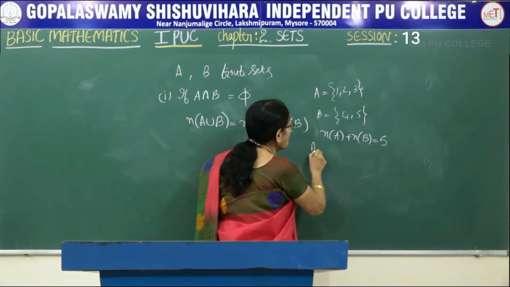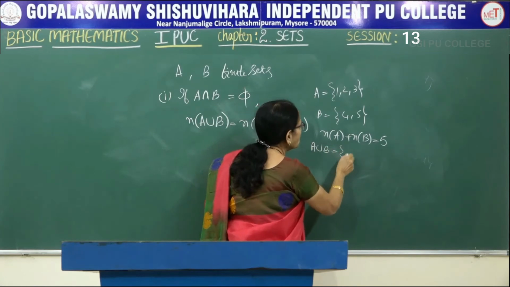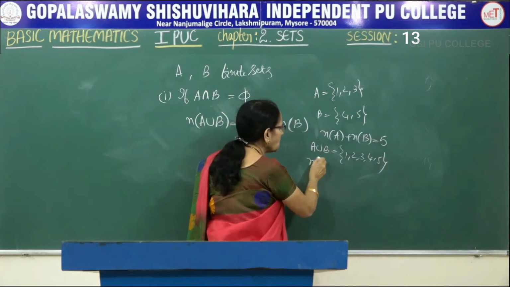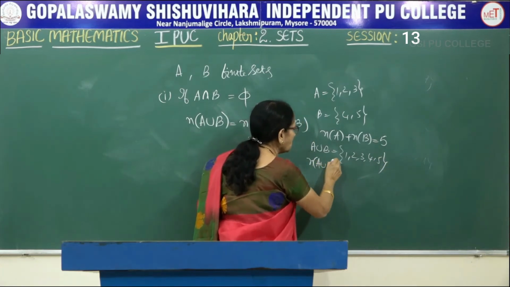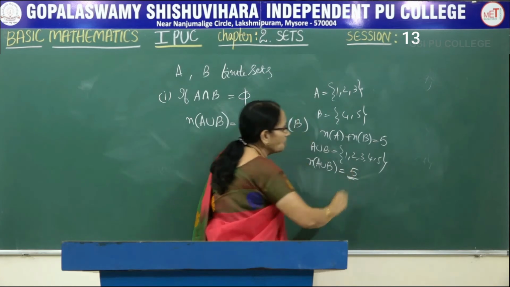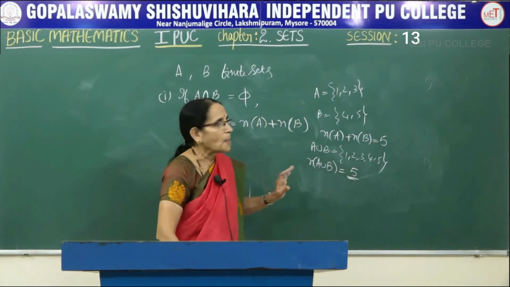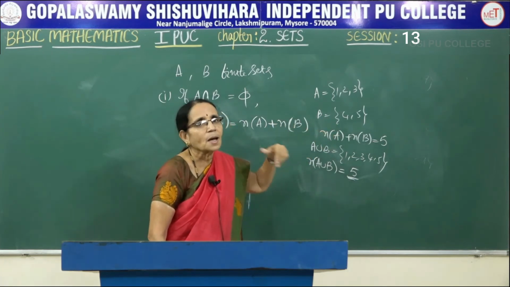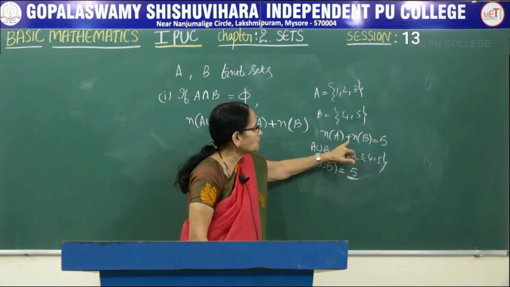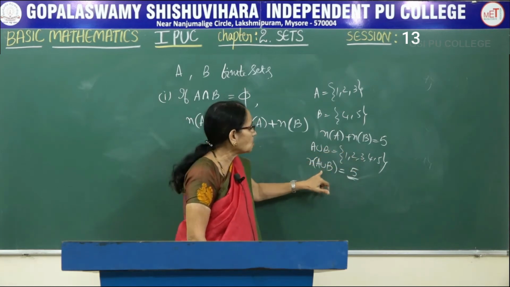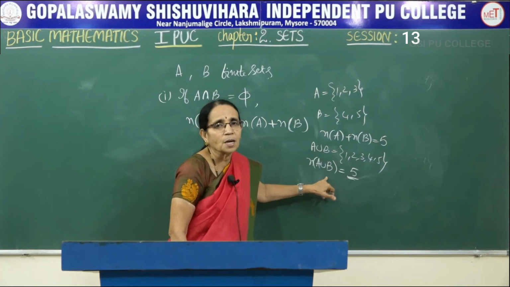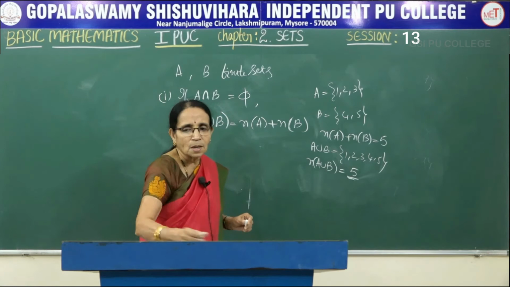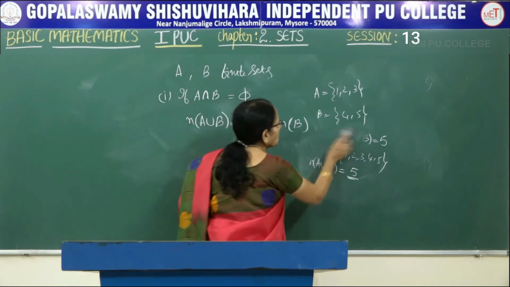Now take the union here. A union B is a set having 5 elements, correct? Now when you take the union, n(A union B) would be equal to 5. This is the meaning of that. If they do not have any common element, in other words, if the intersection is a null set, then the sum of the elements of the two sets is equal to the elements of the union of the two sets. Now, let me move on to the next part.